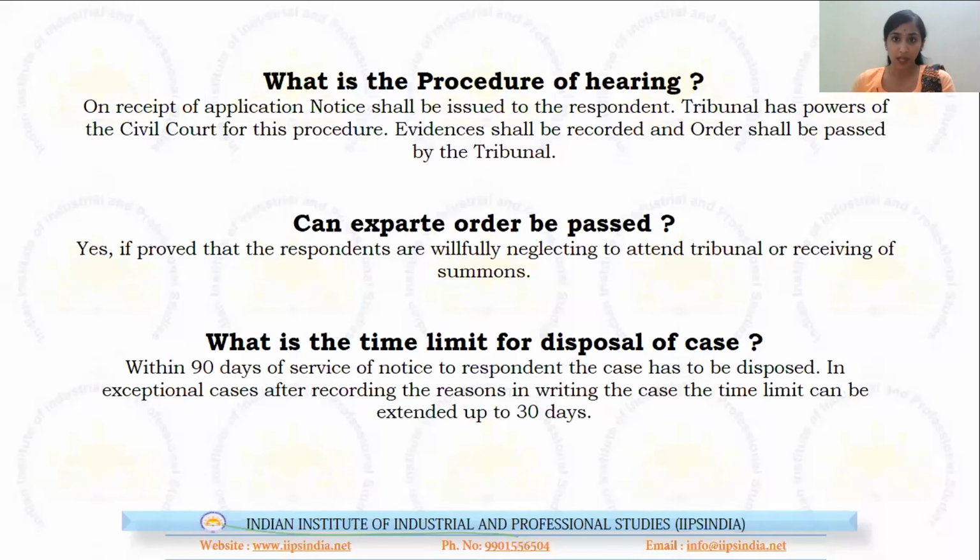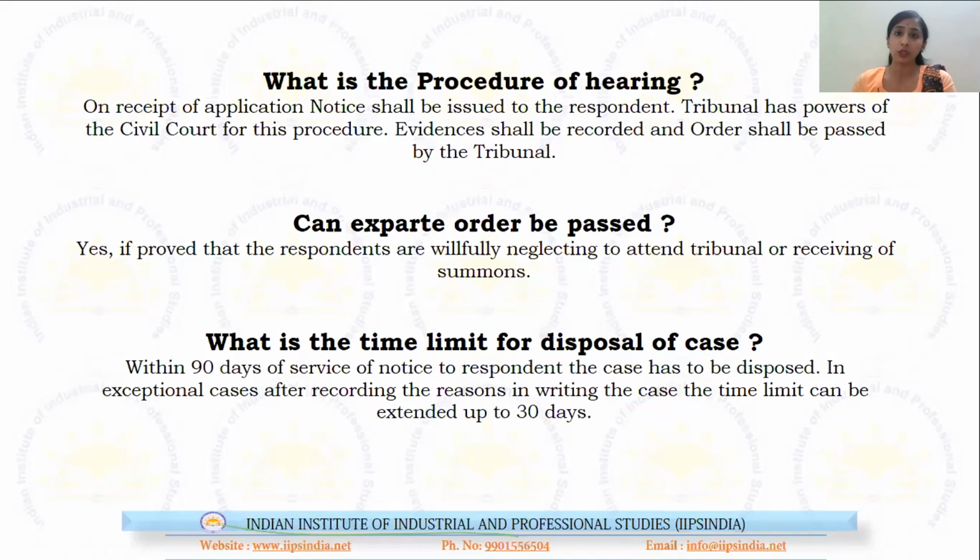Can ex parte order be passed? Yes, an ex parte order can be passed if the tribunal is satisfied that the respondent is willfully neglecting to attend the tribunal or is willfully refusing to receive the summons. If the tribunal is satisfied up to this matter, then they can pass the ex parte order.